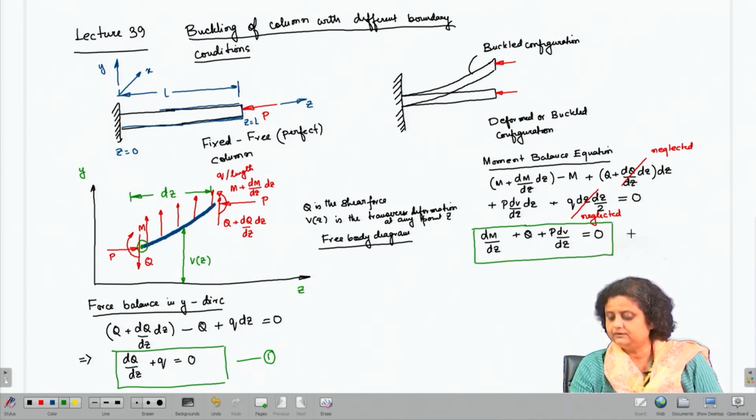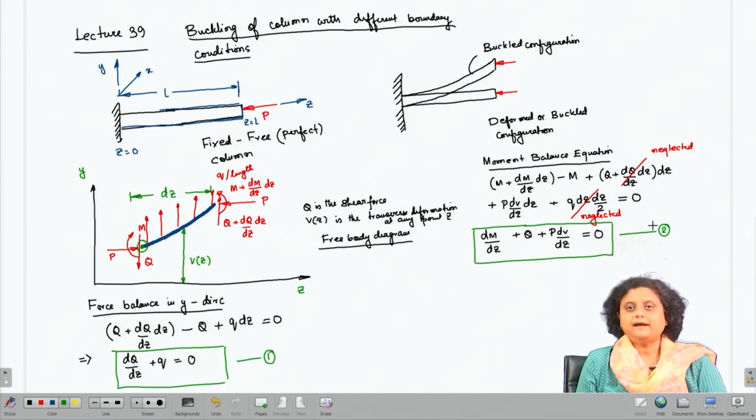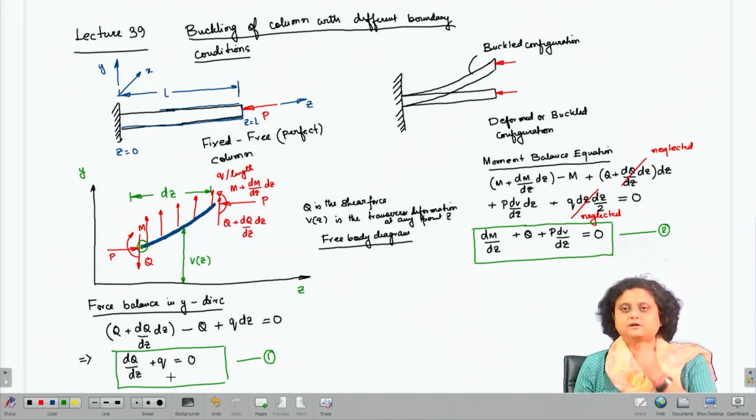Let me call this equation 2. Now, from this equation, dq by dz can be written in terms of q. So, dq by dz can be written as minus q. Now let me try to substitute equation 1 into equation 2, but in order to do that I have to take a derivative of equation 2 with respect to z.